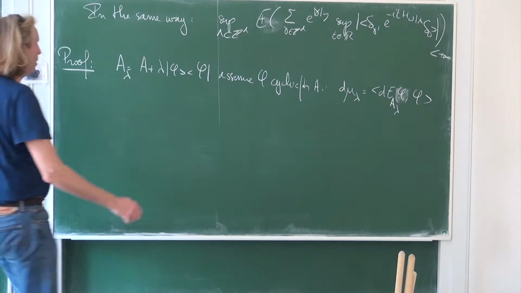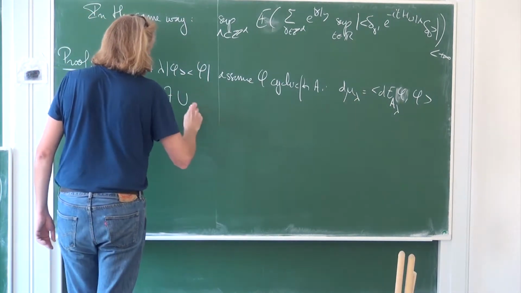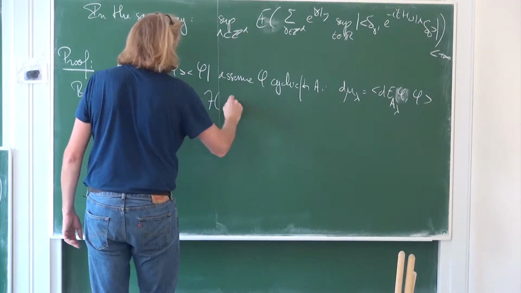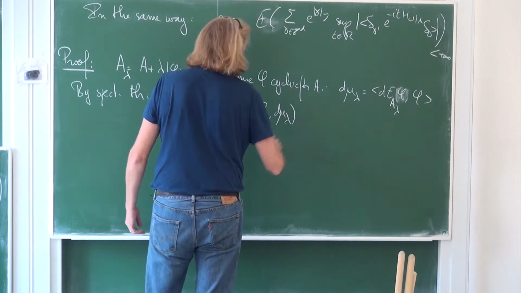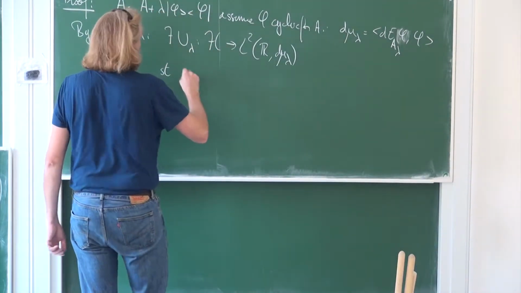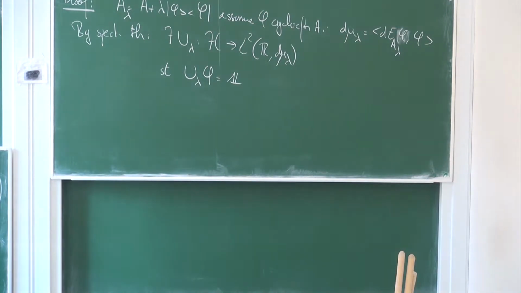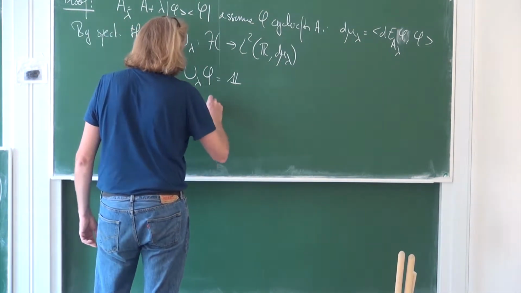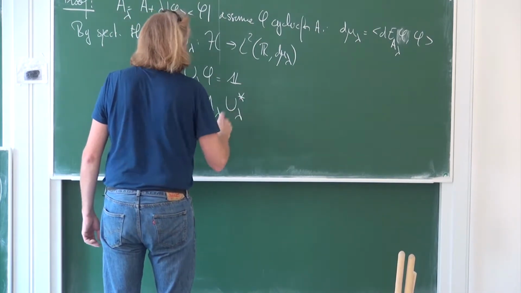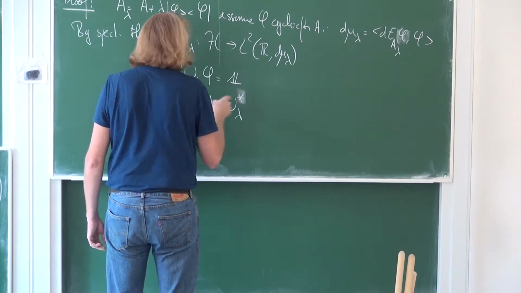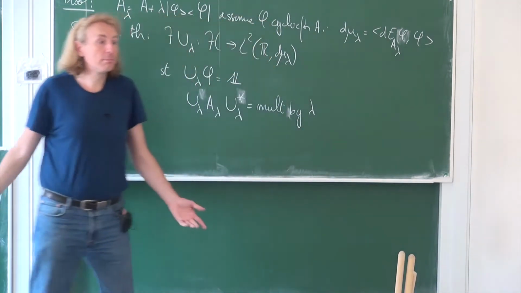And so by the spectral theorem, there exists a unitary U lambda that goes from our Hilbert space to L2 of R, actually the spectrum, since d mu is supported on the spectrum of A lambda, such that the image of phi is just the constant function 1. And U lambda A lambda U lambda inverse is just a multiplication by lambda. That's the spectral theorem.